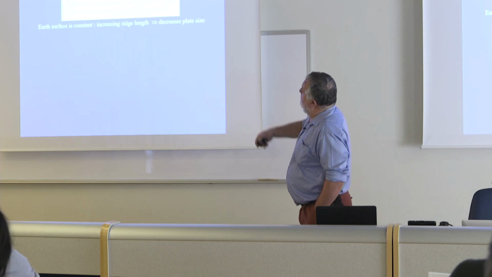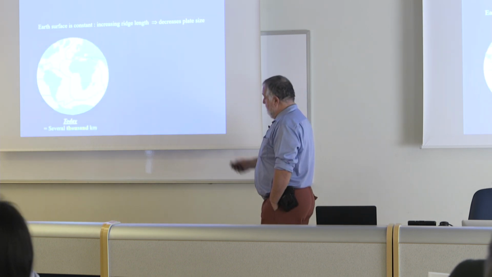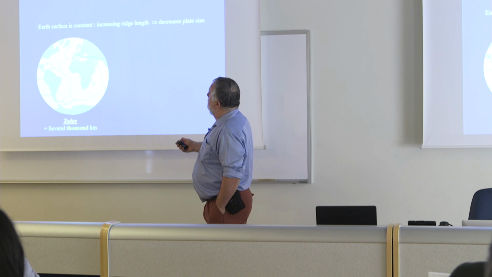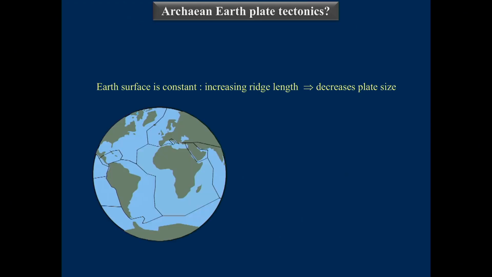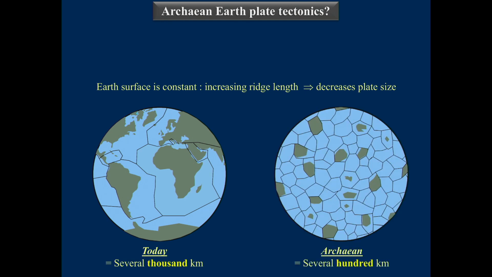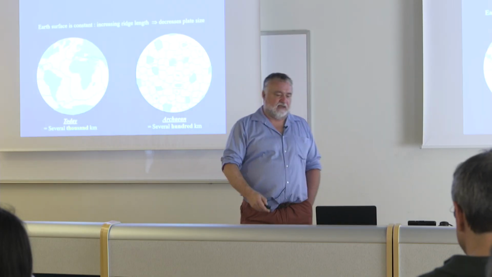And, okay, so today, if you look at the plates, the typical size is several thousand of kilometers. You can see here the size of most of the plates. Why during the Archaean, if we increase the length of the ridge, we will create smaller plates. And very probably during the Archaean, there were more plates but smaller plates. So more ridge system and smaller plates. Okay, this is an assumption, but is it realistic?